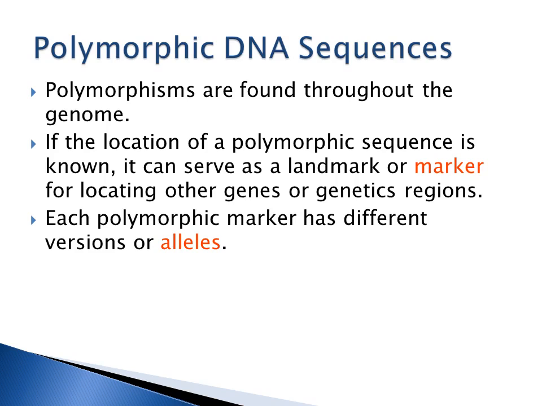Polymorphisms are found throughout the entire genome. If the location of a polymorphic sequence is known, that sequence then serves as a landmark or a marker for locating other genes or genetic regions. So each polymorphic marker has different versions or alleles.